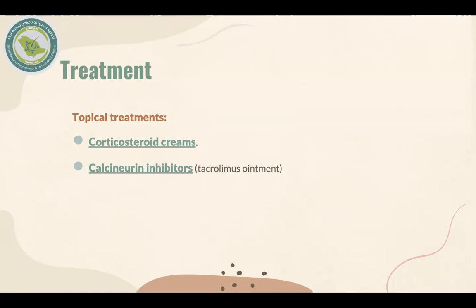Calcineurin inhibitors, such as tacrolimus ointment, are the first line for head and neck lesions, used twice daily. First line because they have fewer side effects than corticosteroids. They will not cause atrophy. So we can use it in combination with topical corticosteroid on the days off. When we use the corticosteroid for 5 days, we use the calcineurin inhibitor in the remaining 2 days.